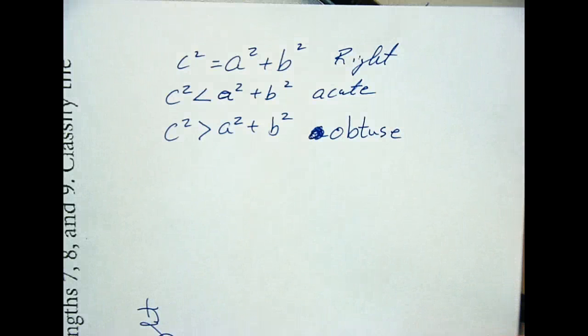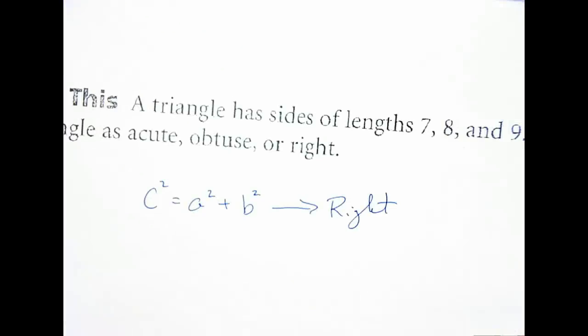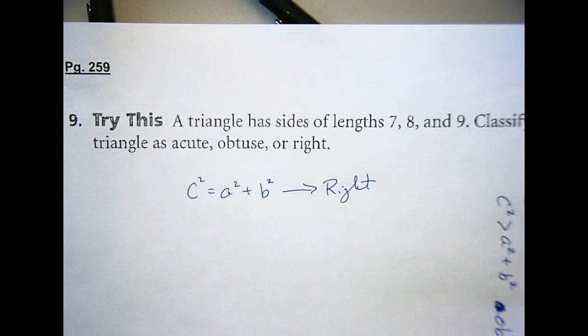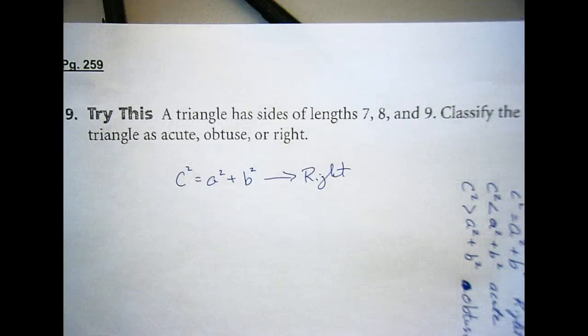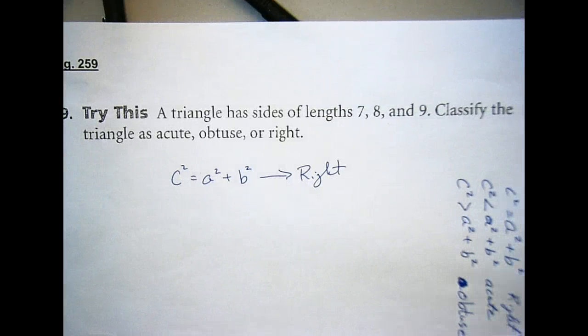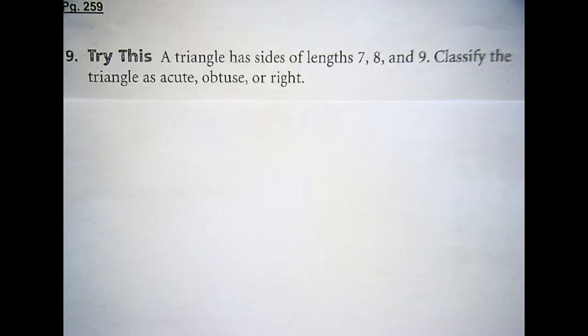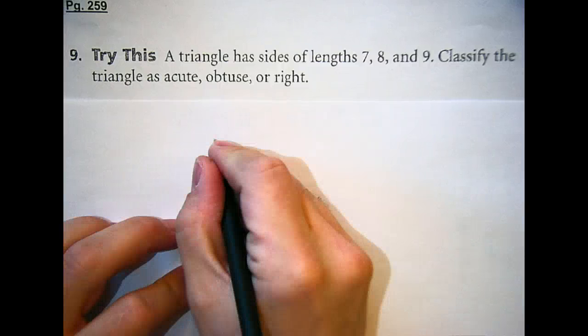So if I want to know the answer to this question right here, a triangle has the lengths of 7, 8, and 9. Classify it as acute, obtuse, or right. Okay? Talk to your neighbor. What is it and why? Who says acute? Who says obtuse? Who says right? Okay, not everyone voted, but let's go.